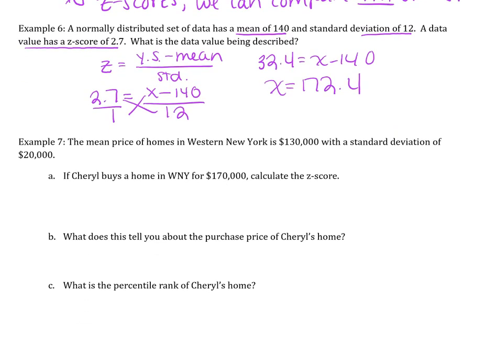All right, last question. The median price of homes in Western New York is $130,000 with a standard deviation of $20,000. If Cheryl buys a home in Western New York for $170,000, calculate the z-score. So we want to find how many standard deviations her score is from the mean. Clearly you can see it's going to be above because that's higher than the mean. So I'll take 170,000, subtract 130,000 from that, and divide that by our standard deviation of 20,000.